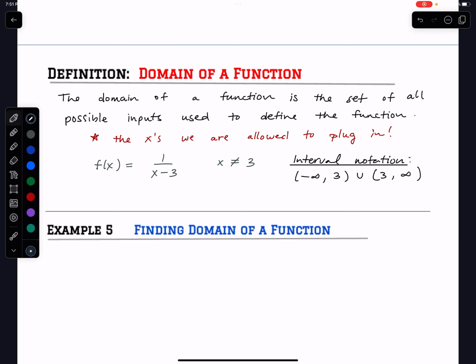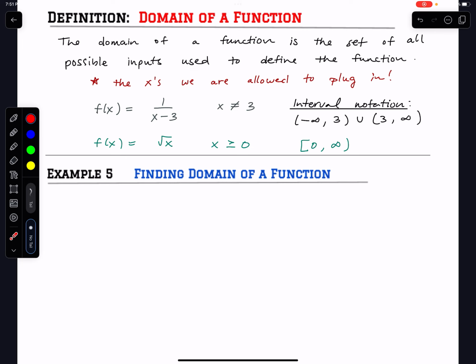Something more simple, like f of x is equal to the square root of x. The only numbers that we can't use are negatives, but we can use 0 or bigger. So the domain would be x is greater than or equal to 0. So in interval notation, that would be bracket 0 to infinity, because we can use 0 or anything bigger.